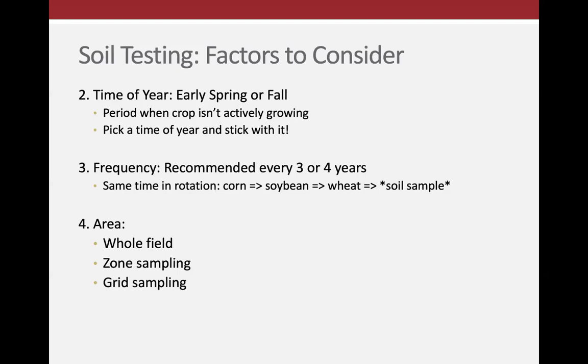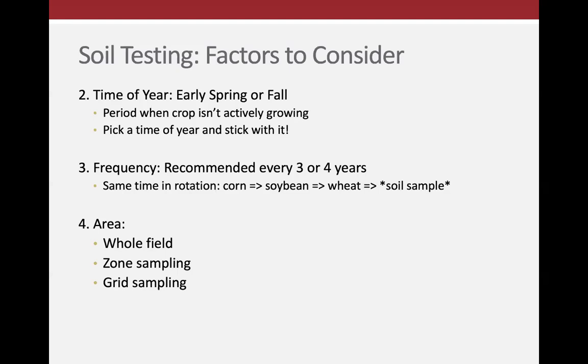Okay, frequency. We recommend every 3 to 4 years for a soil sample, and if possible, sampling at the same time within a rotation. So as an example, I've put here, if we've got a corn, soybean, and then wheat, after that wheat crop, we might soil sample, going into corn, to make any adjustments, and we might do that every 3 years, okay?